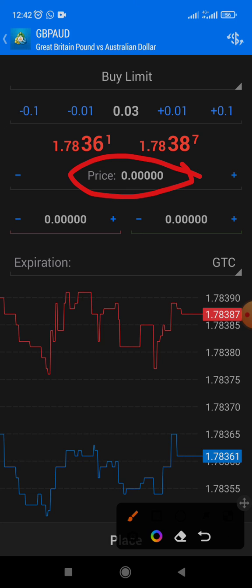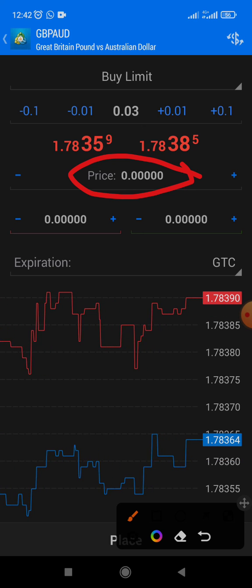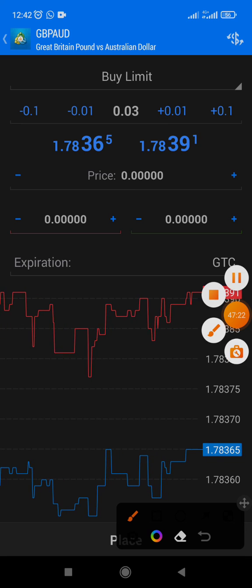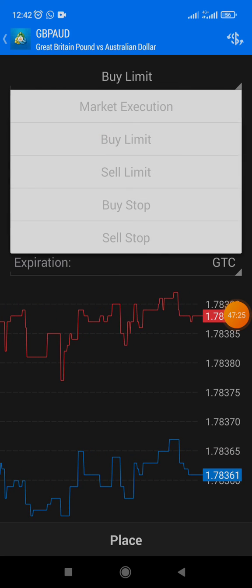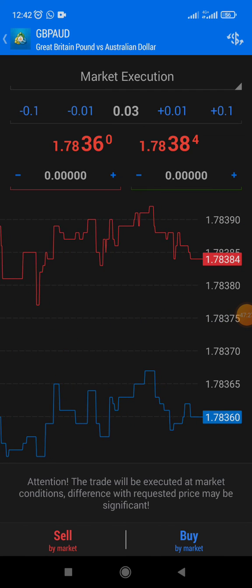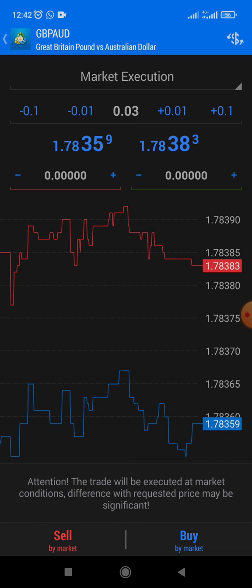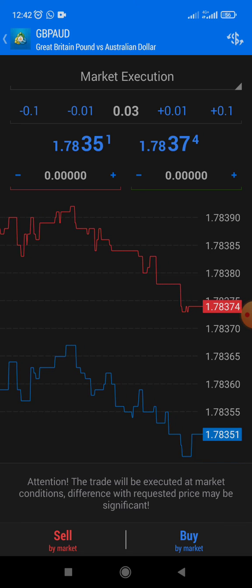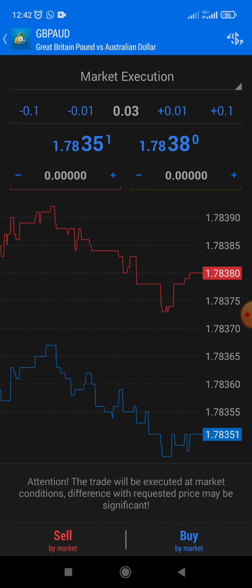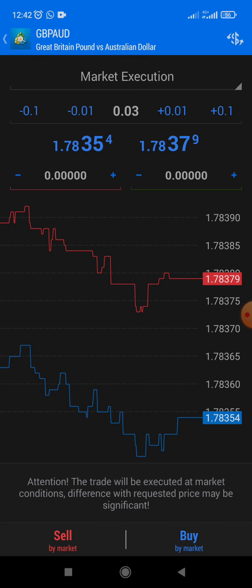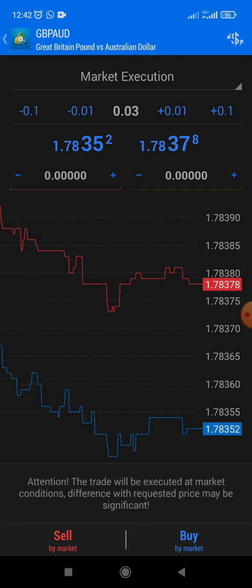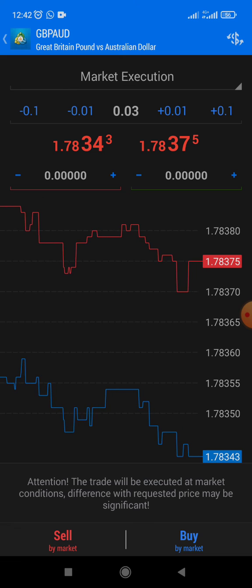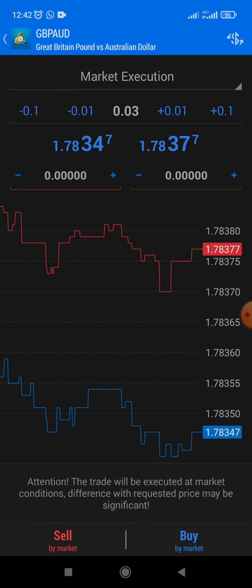That is the only difference between pending orders and market execution. For market execution, you are not asked for any price, because you are telling the market to enter immediately at the price at which you pressed the button. The price at which you press buy or sell is what you are telling the platform to enter, so you don't need to quote any price. But because it's a pending order, you are saying, hey, hold on until the price gets to this price. So you need to enter that price. That is the only difference.